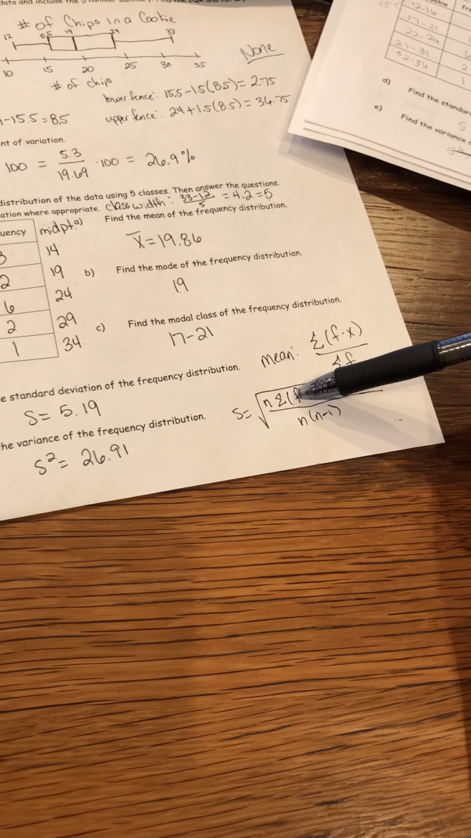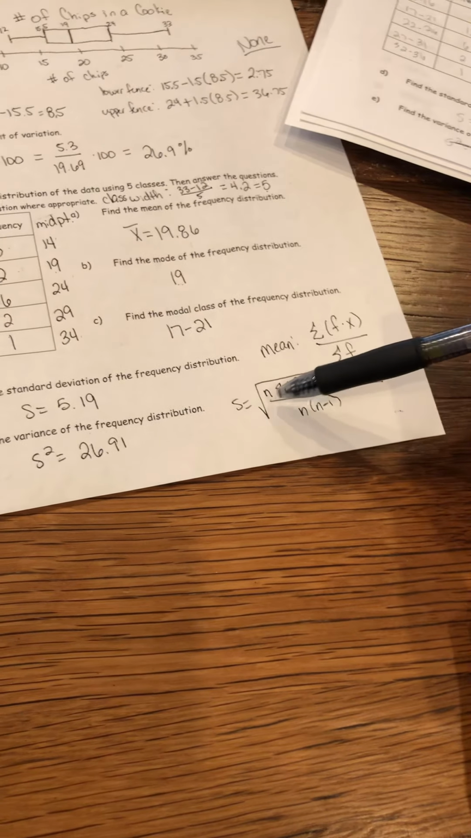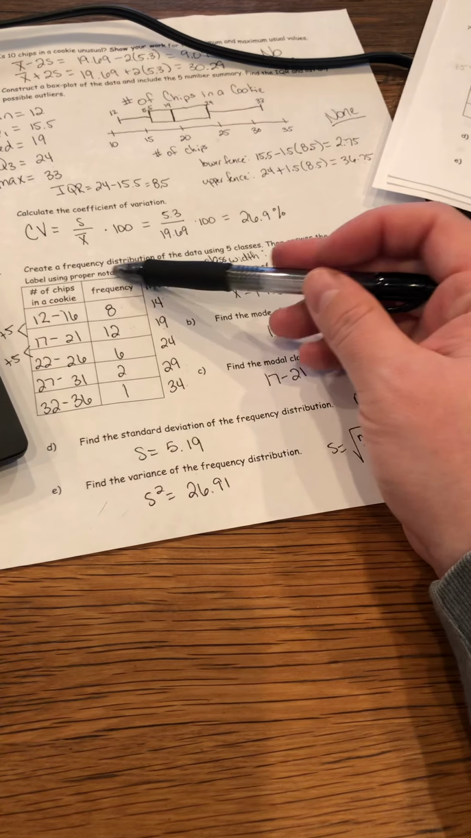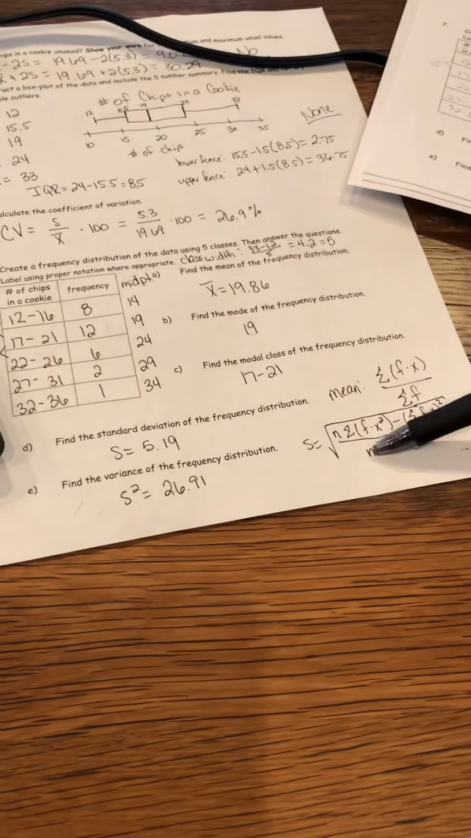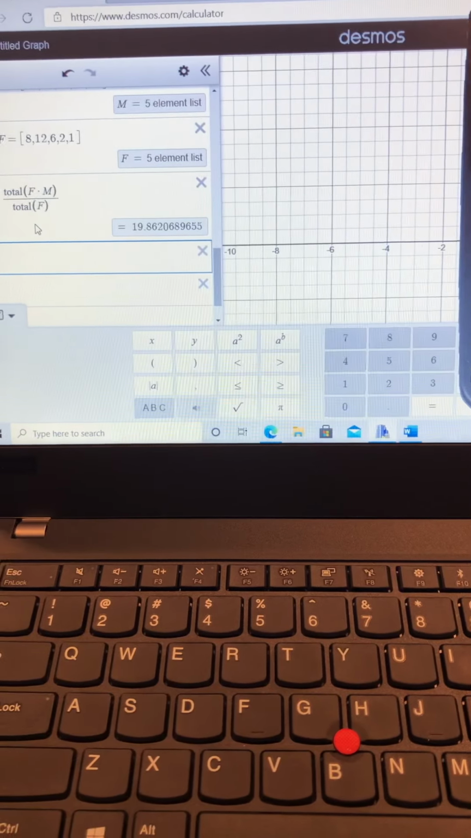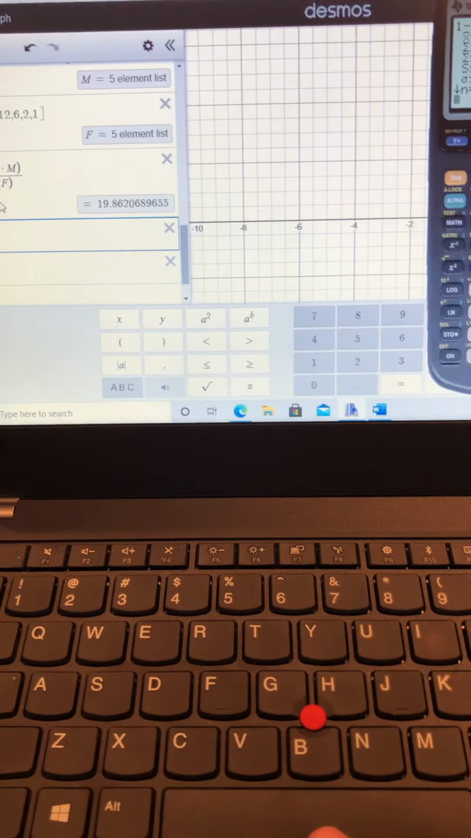Because this is the sum of your frequency. I think n is 29. Let me try with 29, make sure. Because I think n is how many numbers you have here. So I've got 29, and then this will be 29 times 28. Because that's usually what n is. You're calling the frequency one thing, and then n is how many you have.